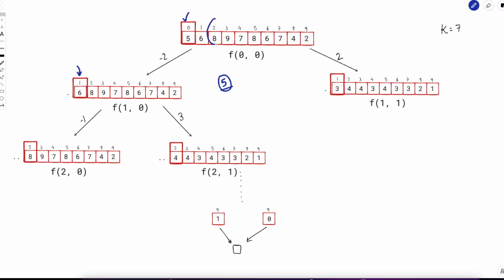The value at index 2 was 8. So just forget about this array. This array is no longer required. You just look at the exact value here. Exact value is 8.